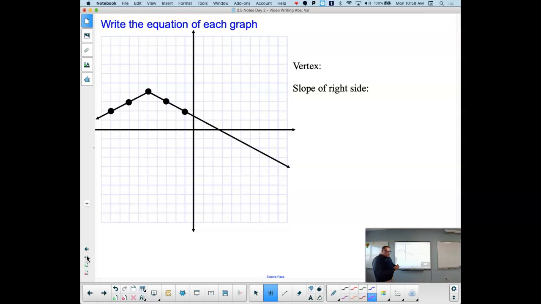I'm going to give you a couple of minutes to do this problem on your own. So please find me the equation of this graph right now.